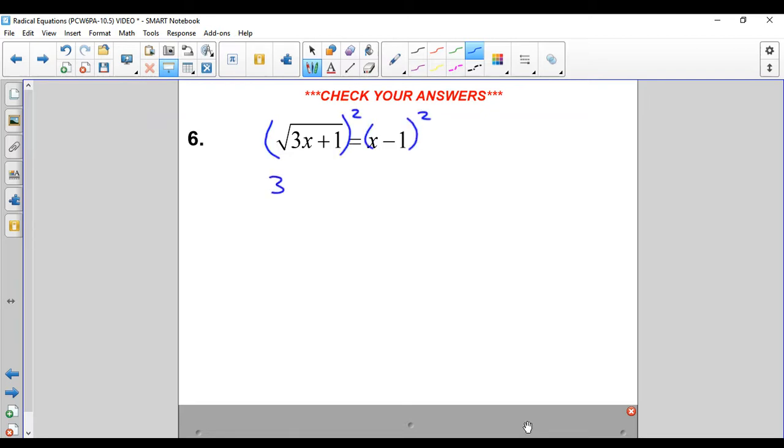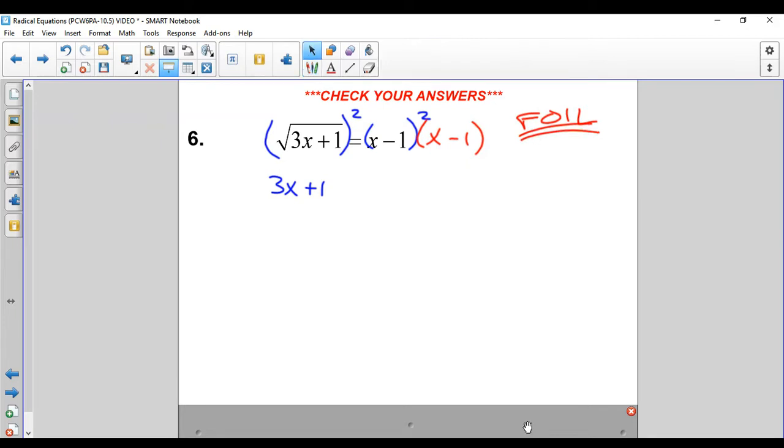Left side, again, is easy. Not worried about the left side. Right side, I'm worried about. We have x minus 1 squared. What this means, again, is x minus 1 times x minus 1. We have to FOIL it. All right, make sure you FOIL. When you do that, you eventually get x squared minus 2x plus 1 on the right side.